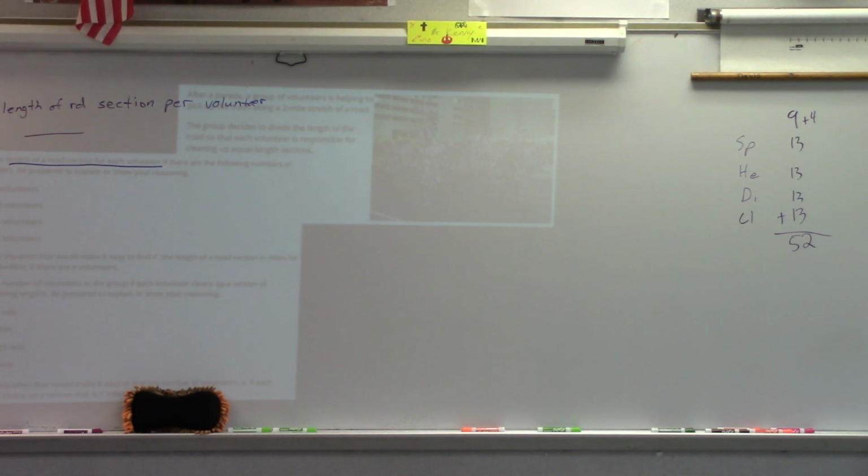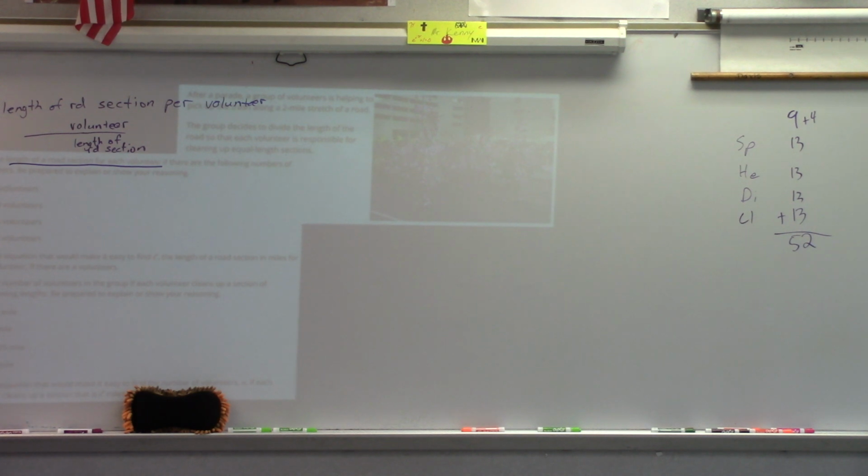So, length of road section per volunteer. What would go in the numerator and what would go in the denominator? Would the miles, or would the length of road section go in the numerator, or would it go in the denominator? So we think length of road section here, which means what will go in the numerator? How many volunteers, right? Pay attention to that if you think that is correct.